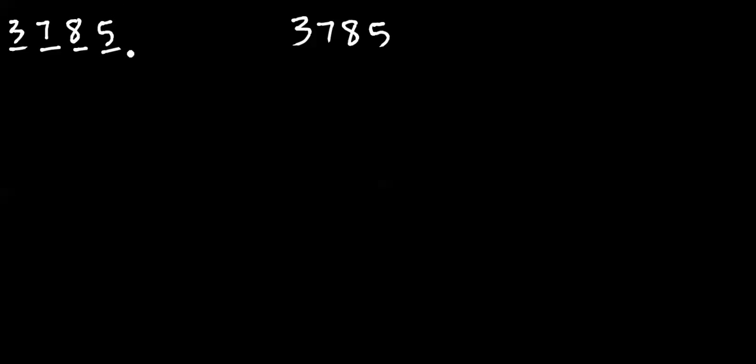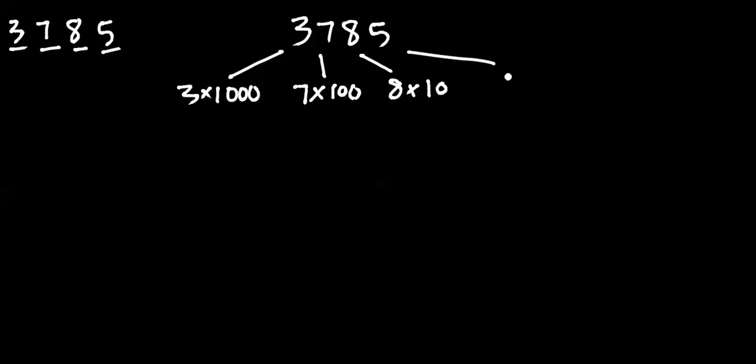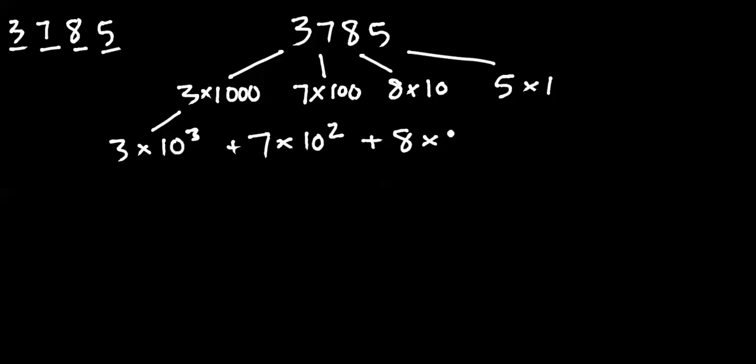3,785. We have a 3 in the thousands place, a 7 in the hundreds place, an 8 in the tens place, and a 5 in the ones place. 3 times 1,000, 7 times 100, 8 times 10, 5 times 1. 3 times 10 to the third plus 7 times 10 to the second plus 8 times 10 to the first plus 5 times 10 to the 0.